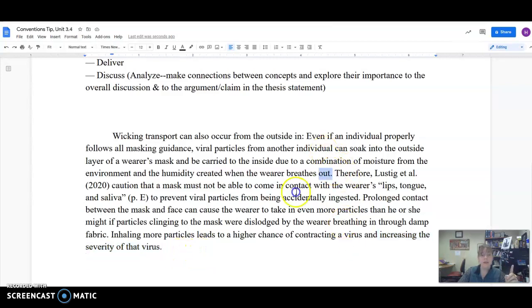Okay? So this is just my author. This is connections I'm making from learning the other concepts from the other articles that I have read. Okay? The same thing with our other article.